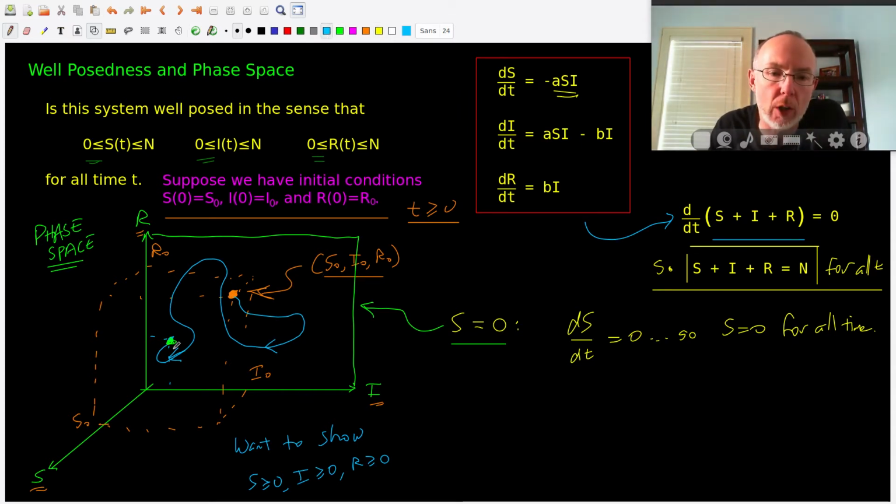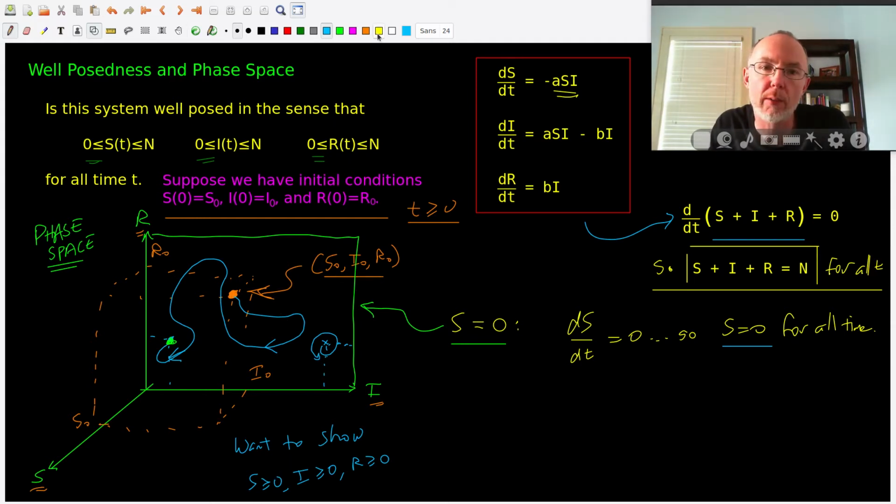If for some reason I happen to be moving around in space here and I end up on the plane at some moment, sitting on this plane where S is 0, then I and R might continue changing, but I have to remain on the plane because S stays 0 for all time. So if S is ever 0, in other words, there are no susceptible people left, then it must be 0 for all time. You can't generate new susceptible people. And so S can never be negative, because worst case it gets to be 0 and then it stays 0 forever.